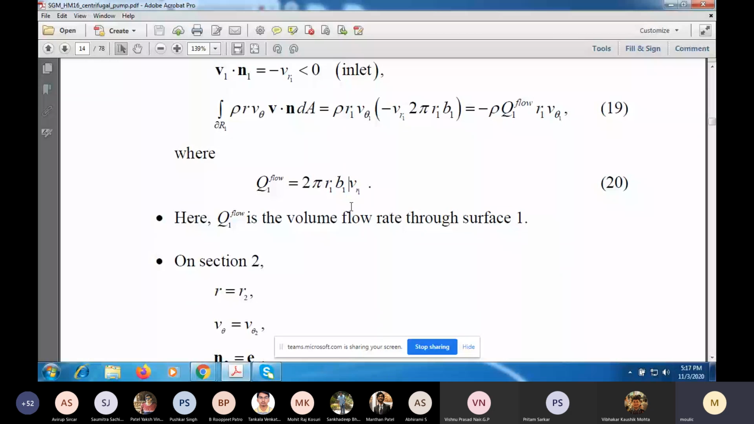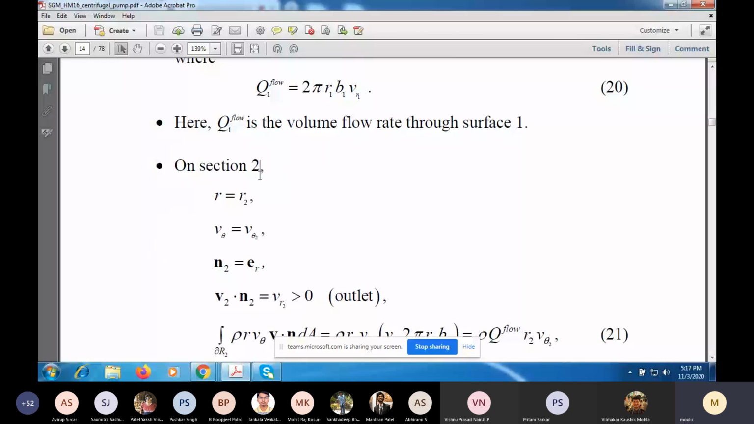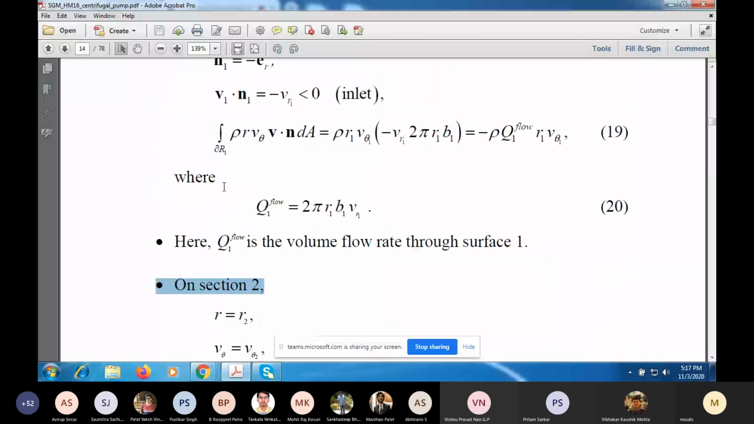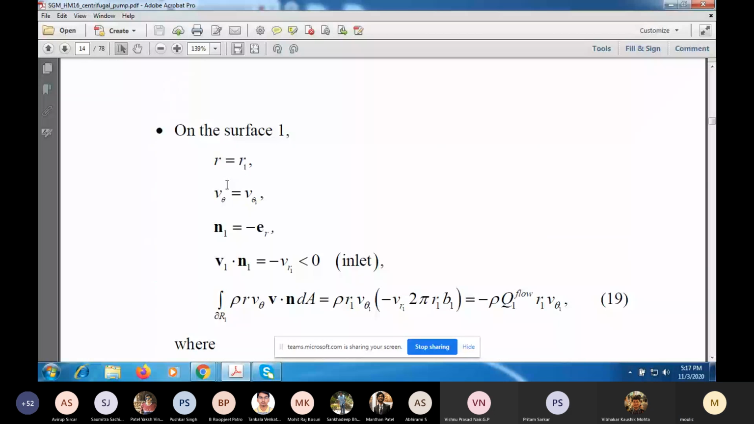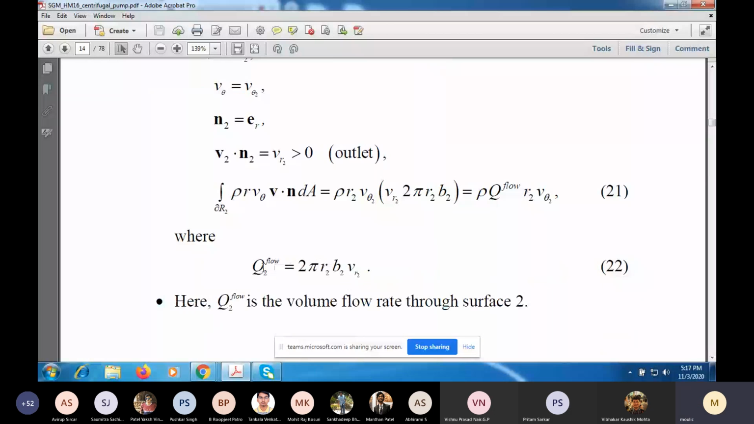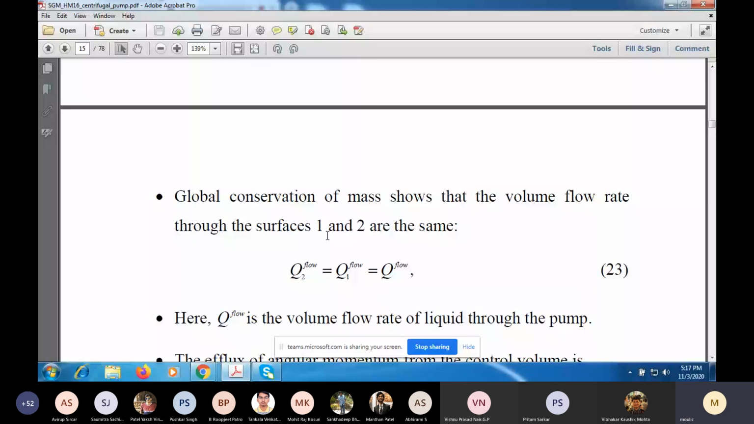Similarly, in section 2, you have a similar analysis. The only thing is that V dot n on surface 2 is plus. Okay, so if I call it Q2 flow, it is 2 pi R2 V2. But the global conservation of mass will tell you that the Q flow 1 and Q flow 2 are the same, and that is the flow rate through the pump, which I can simply call Q flow.